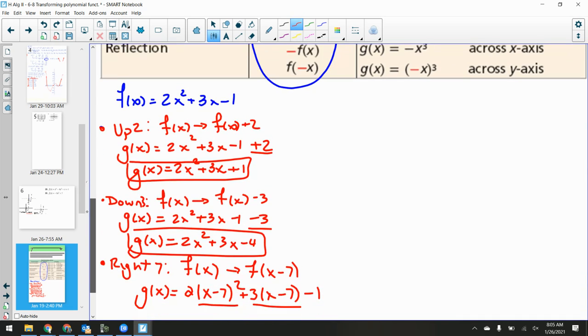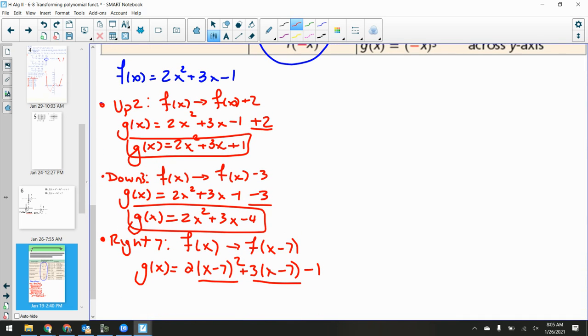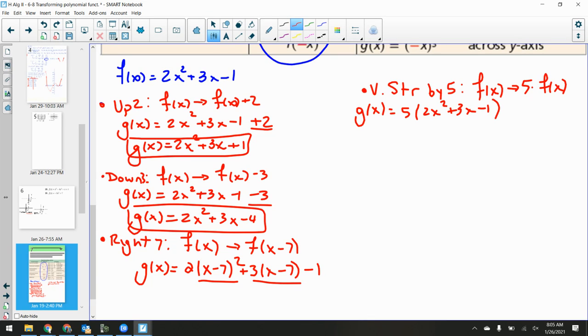Let's do a vertical stretch by 5. That's going to take f of x and map it to 5 times f of x. So g of x would be 5 times the entirety, 2x squared plus 3x minus 1. And that one's pretty easy to reduce, so I'll just go ahead and do that. That would just be 10x squared plus 15x minus 5.